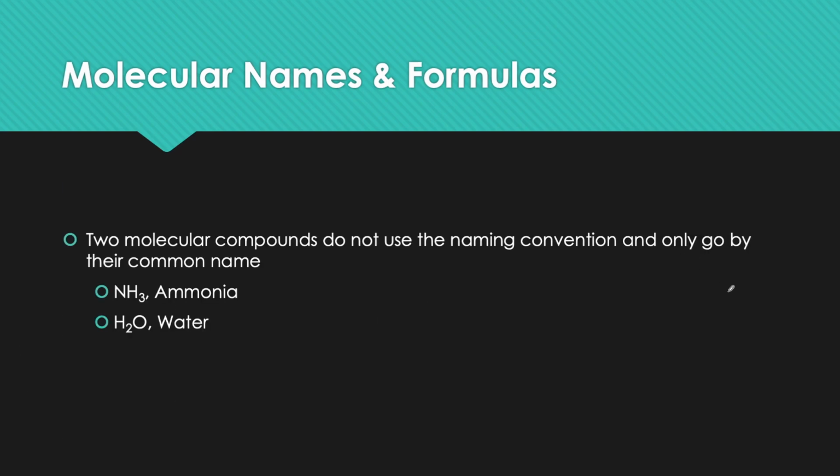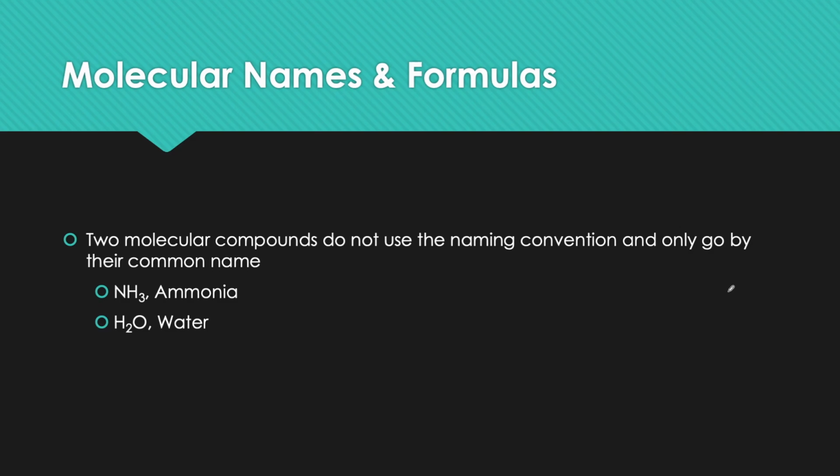Now, there are two exceptions to this naming convention. There are two compounds that have been used by humanity ubiquitously for a very long time, and so they are only referred to by their common names. The first one is ammonia, NH3. No one calls it nitrogen trihydride. It's just ammonia.